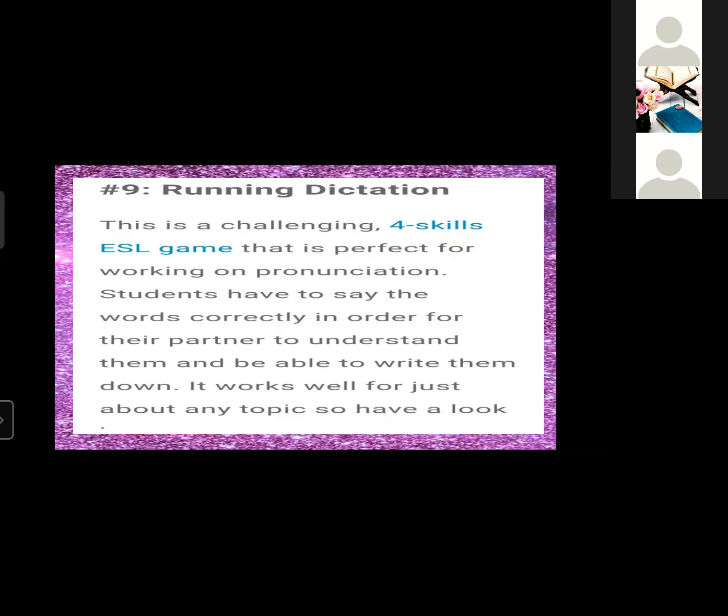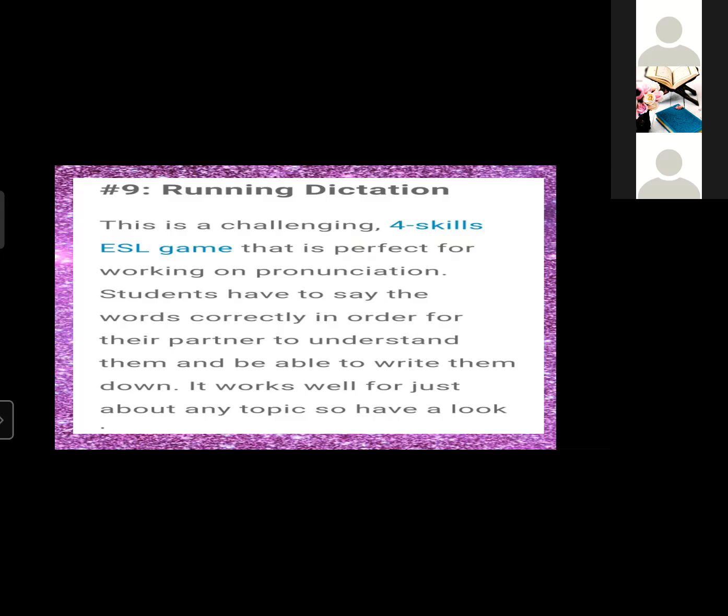He will tell his students or his friends that he's going to say a word, so they have to listen carefully to the word and run to the board to write it. The first one to write the word correctly will be the winner, and so on.